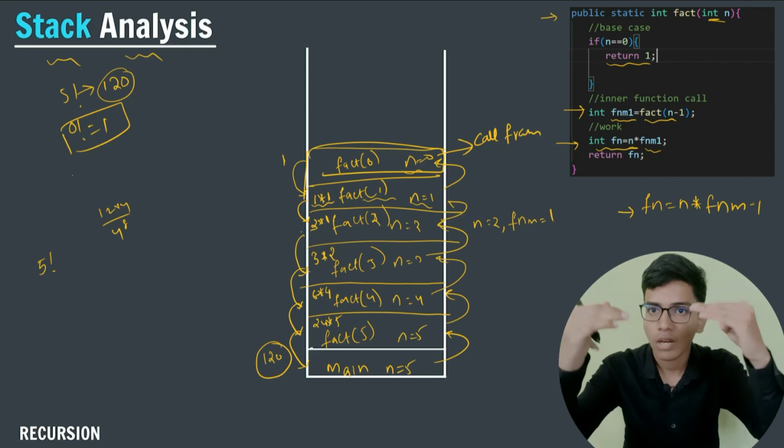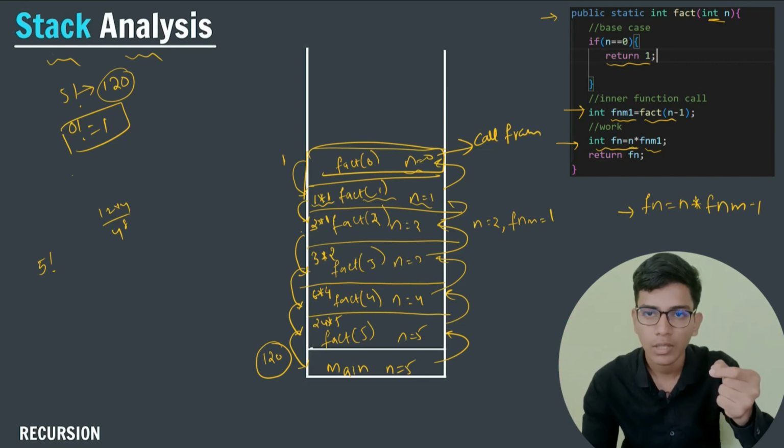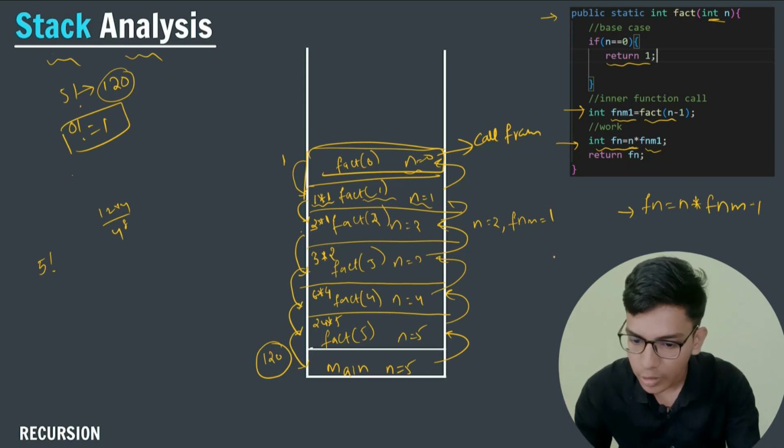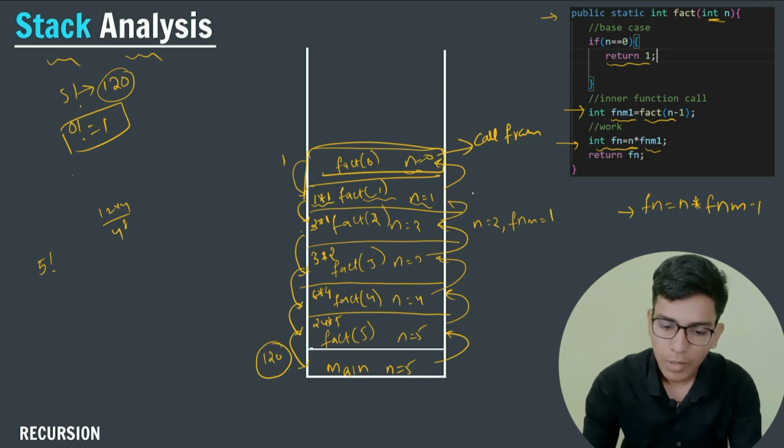So this is how call frames, or calling our inner functions, take place. After whatever the inner function returns, I am multiplying the returned value with the current n value. Here you can see that the n value is 1 and the returned value is also 1, so I am multiplying 1 into 1.